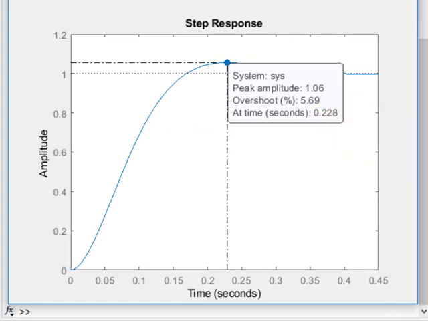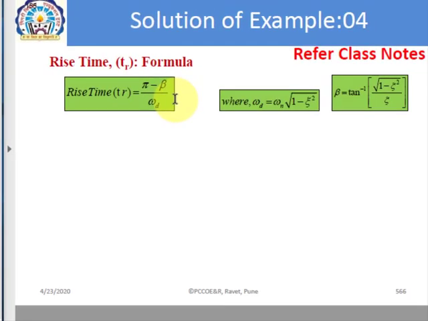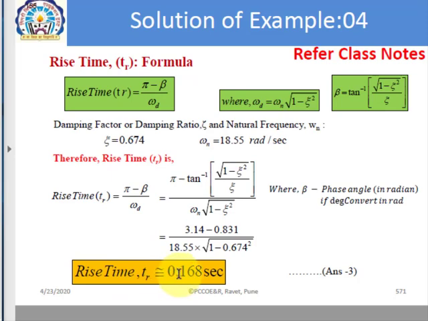Next is the rise time. As per the definition, rise time is the time required to rise from 10% to 90%. Here we have approximately 0.168 seconds. If you calculate the same value by using another formula, pi over 2 omega d, we'll get almost the same value as that of MATLAB.